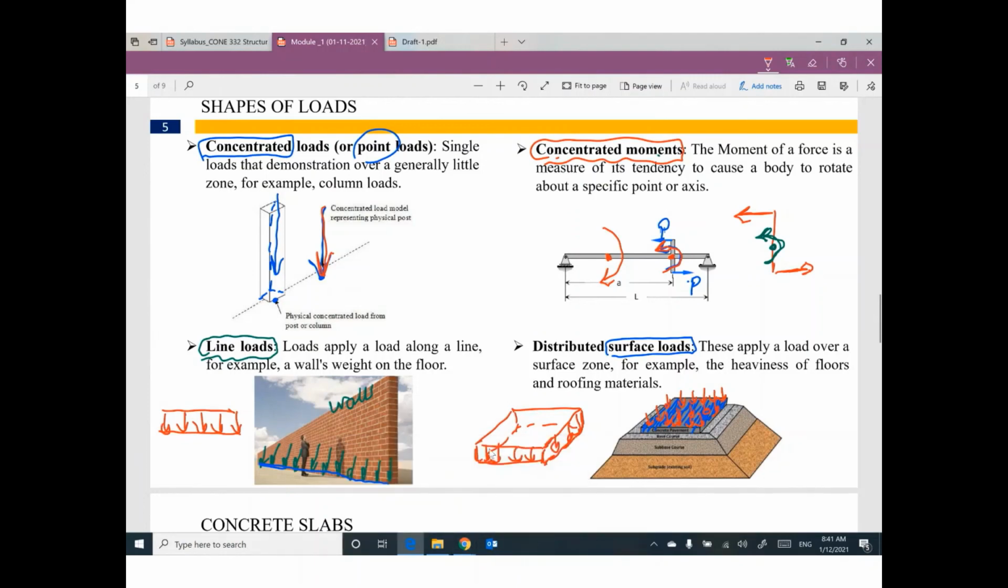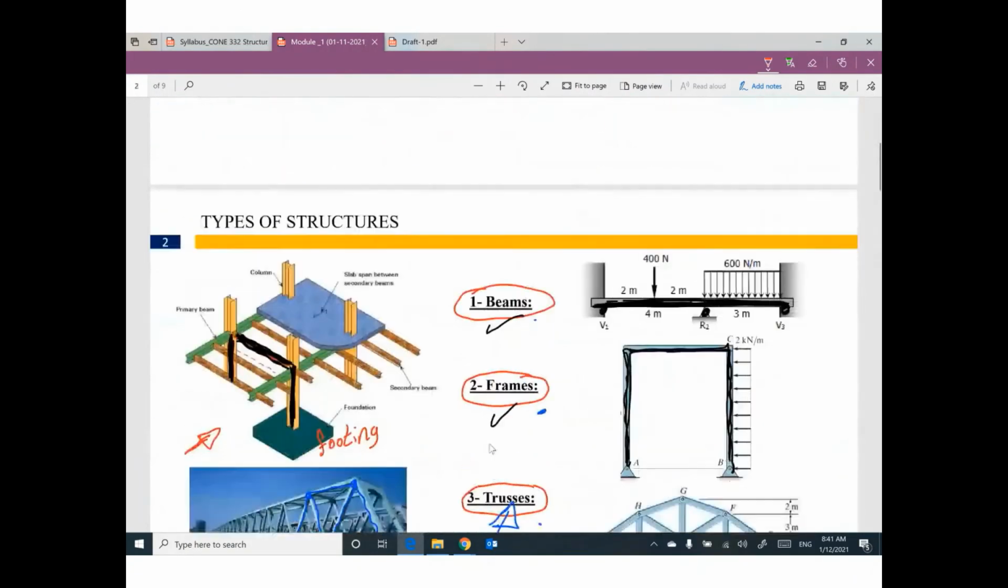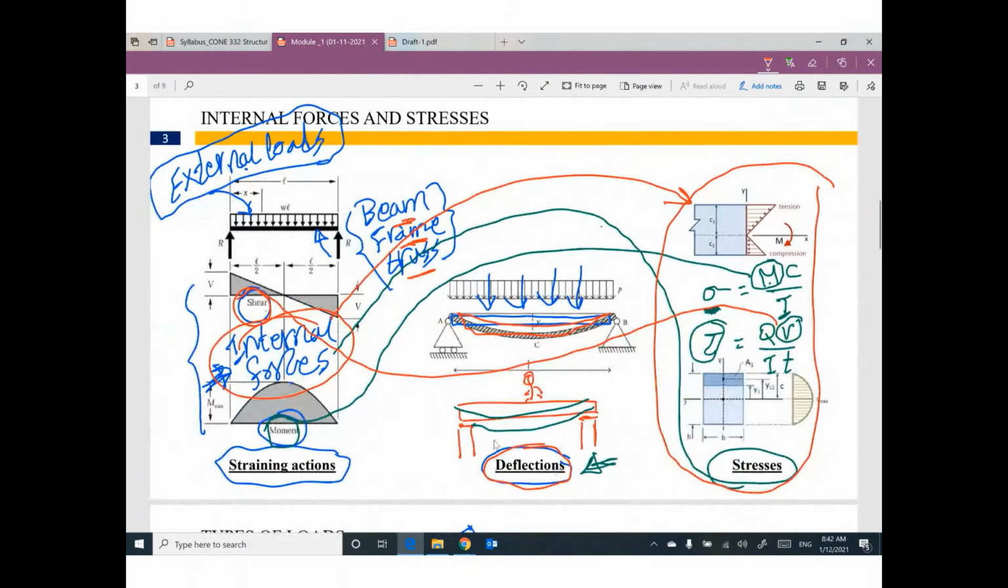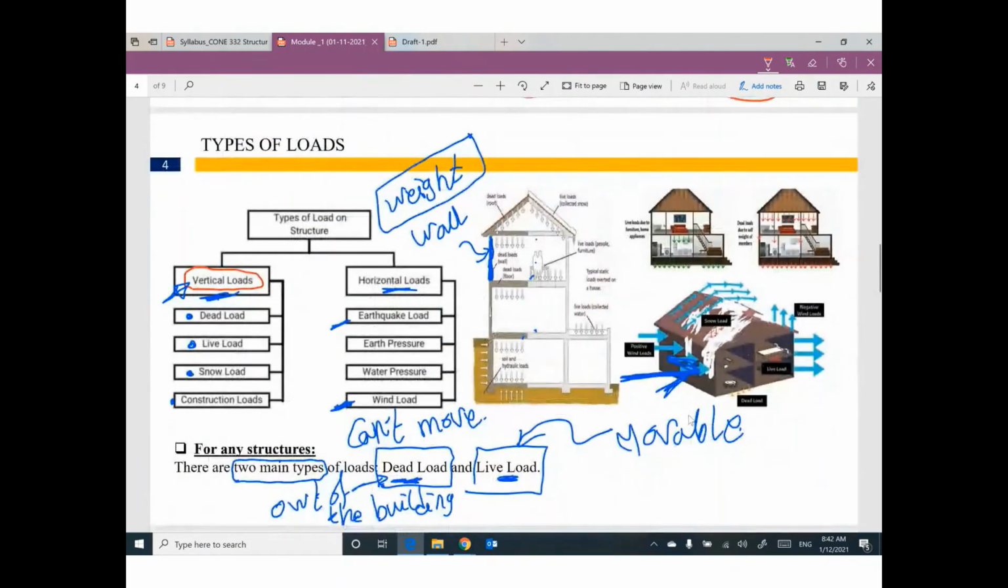So today, I covered the types of structures that we will learn in this course: beams, frames, trusses. What is the meaning of internal forces or straining actions? And this straining action will cause deflection, and this straining action will cause stresses. We learned we have two main types of load: vertical load and horizontal load. Vertical load like dead load, live load, snow load, construction load. Horizontal load mainly like earthquake and wind load.